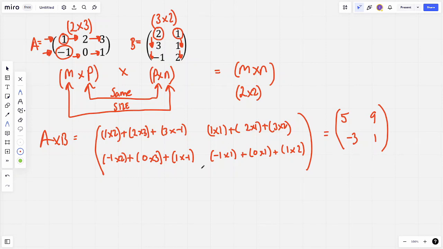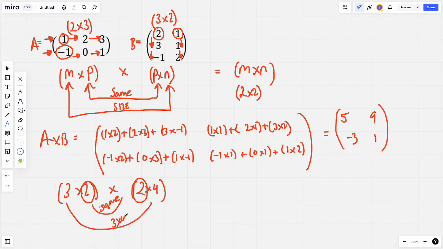So no matter what size matrix you get, you can have a matrix of 3 by 2 multiplied by a 2 by 4. So as long as the magnitude of columns of matrix A equals the magnitude of rows of matrix B, we can multiply. They are the same, therefore we can, and the final size will equal a 3 times 4 matrix.